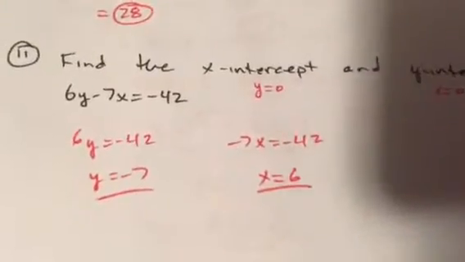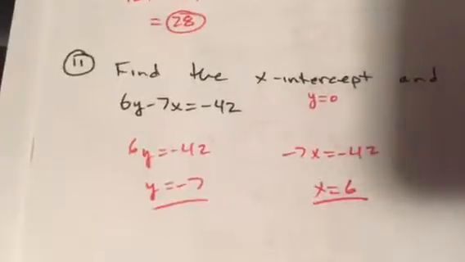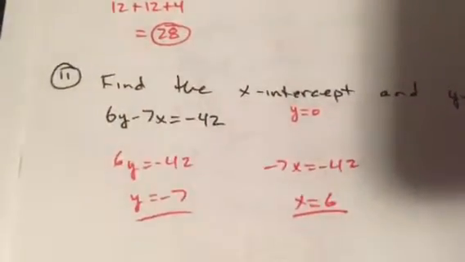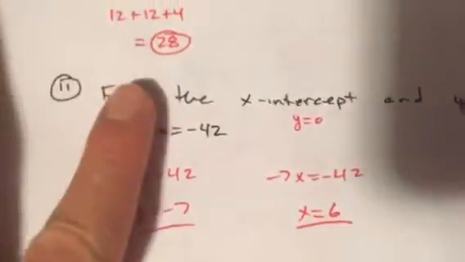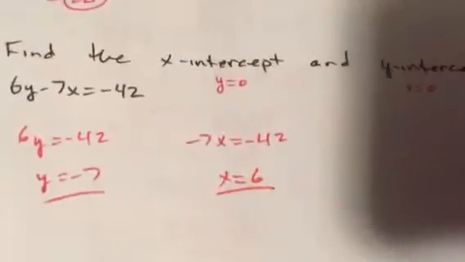Then here on 11, find the x-intercept and the y-intercept of this guy. Cover-up method, folks. 6y equals negative 42. You get y is negative 7. And how about negative 7x equals negative 42? X is 6.